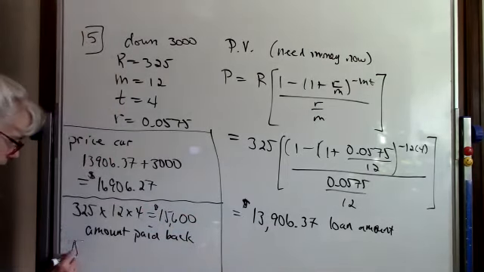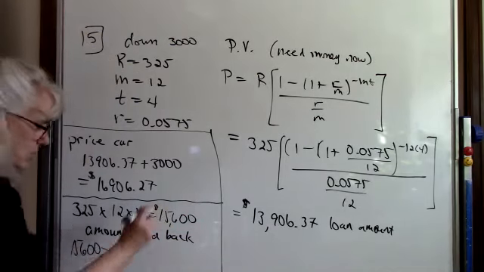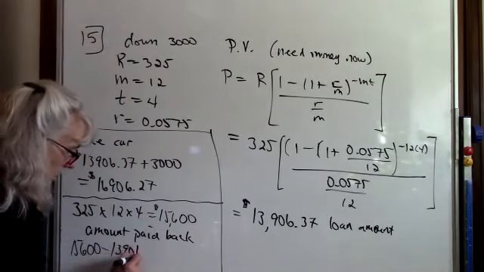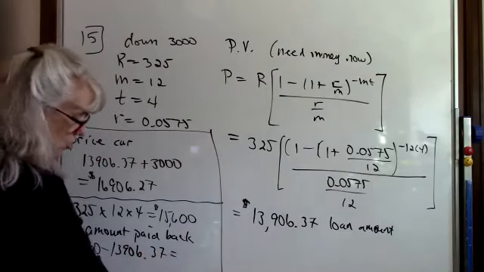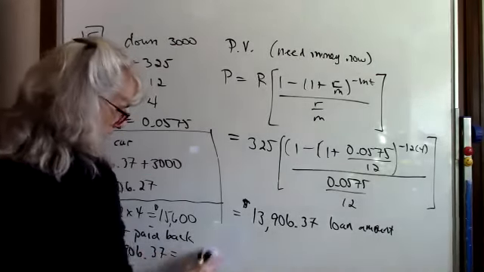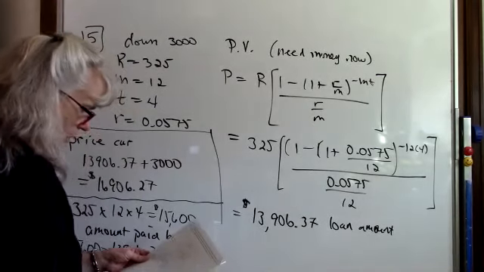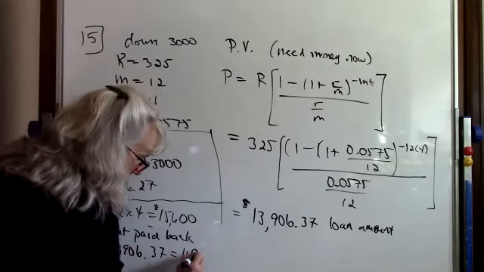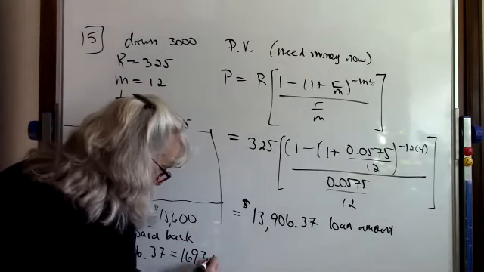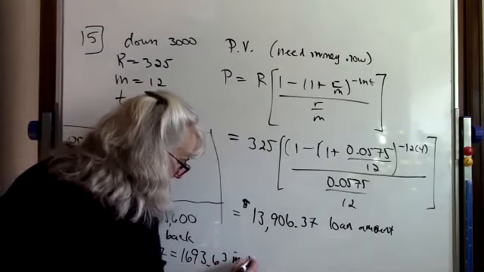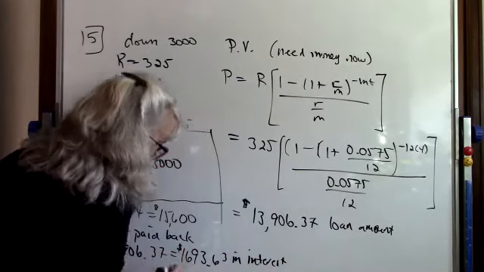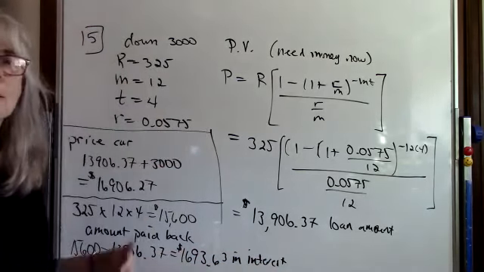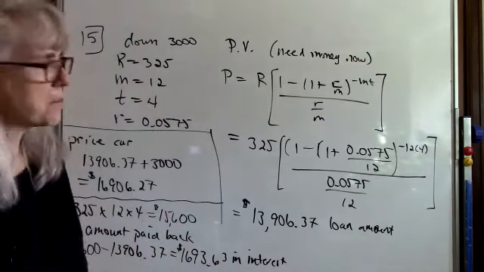Well, he only borrowed $13,906, but he paid back $15,600. So if we take the $15,600 and subtract off how much he borrowed, we're going to get how much was left over in terms of just interest. So how much interest he paid on the loan. So he ended up paying $1,693.63 in interest. So in order to borrow the money from the bank, that's how much interest he ended up paying for the privilege of borrowing that money.